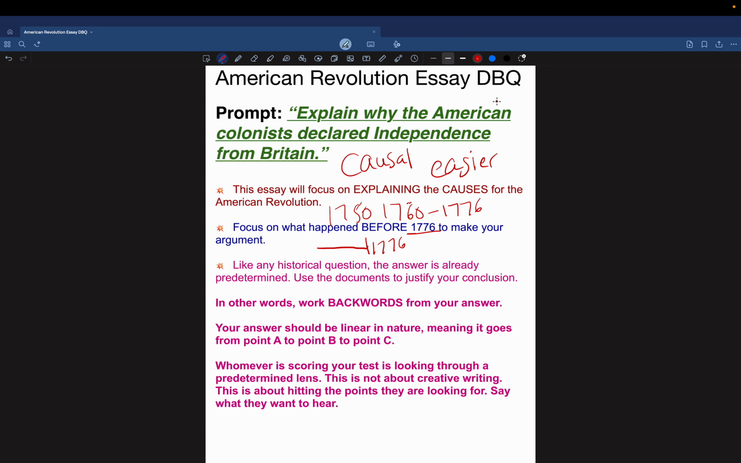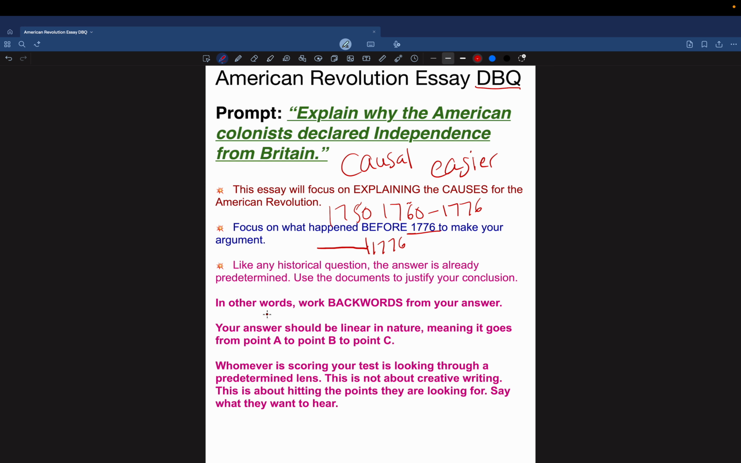So this is a DBQ. So I've collected 6 documents that I thought were relevant in explaining the American Revolution. And if you recall in our frameworks, there's 27 reasons you could write about. But we're just going to focus on a few here today.